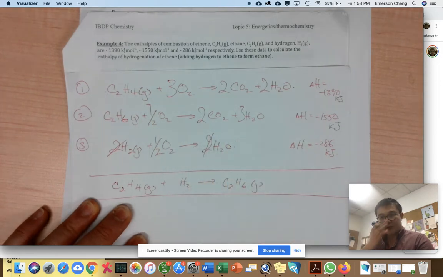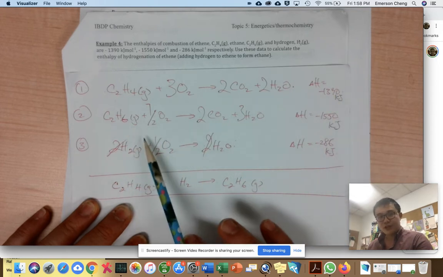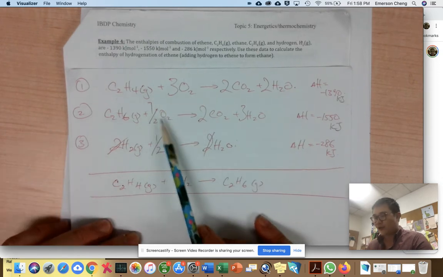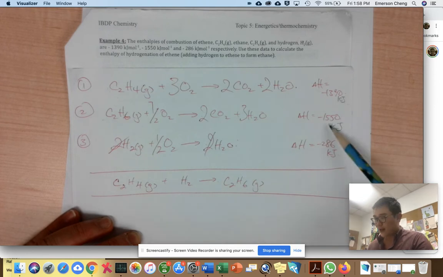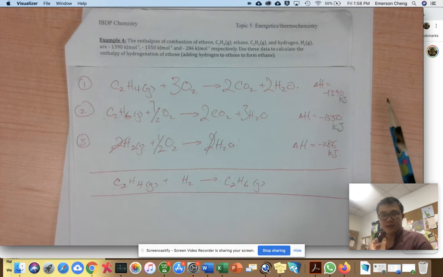Now, however, Jordy, when she was solving this problem, was following what we normally do. So she didn't keep the fractions. She multiplied the whole entire thing by 2. Then in this case, you will have to multiply this by 2 also. Okay, so it'll be 3,000 and 3,100.